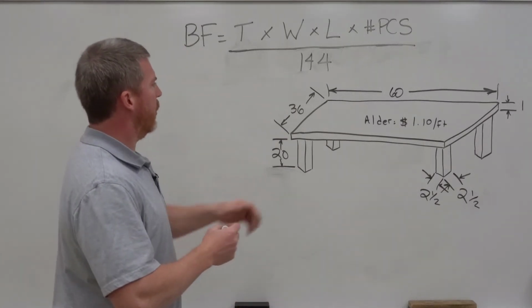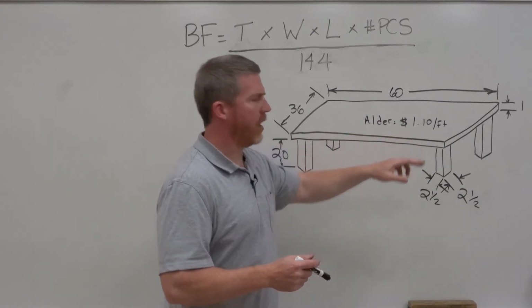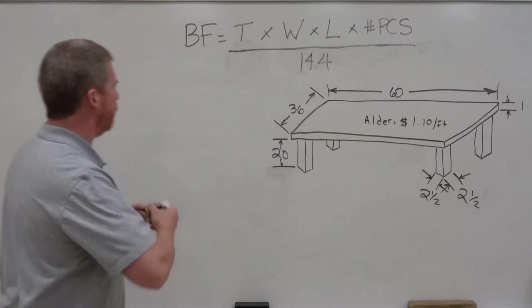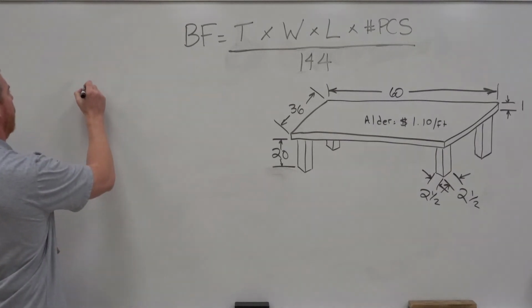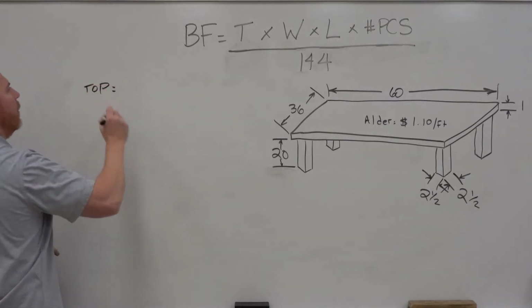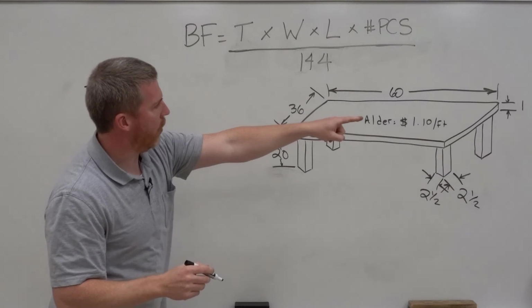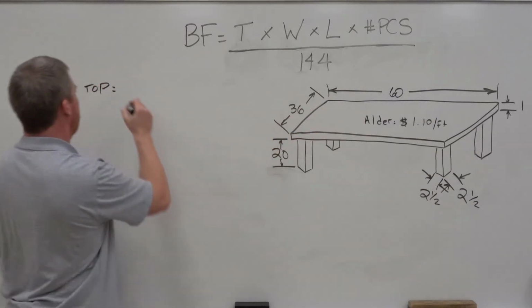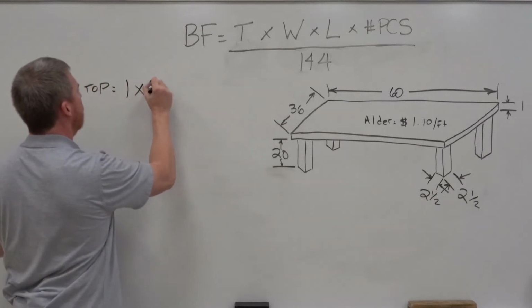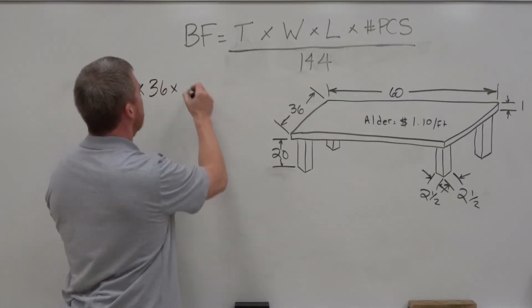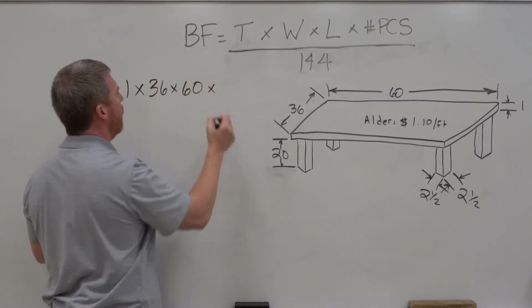So let's go through it. We know it's made of alder. It's $1.10 per foot. We do that at the end. So we need an equation for the top. So we have our top. Thickness is 1, way over at the far right, 1 inch thick. Width, 36. Length, 60. And then how many are there?